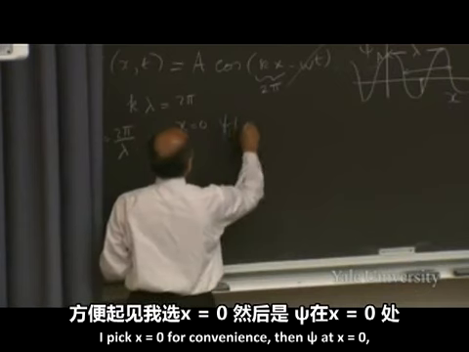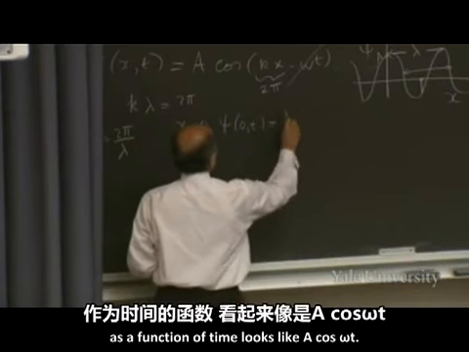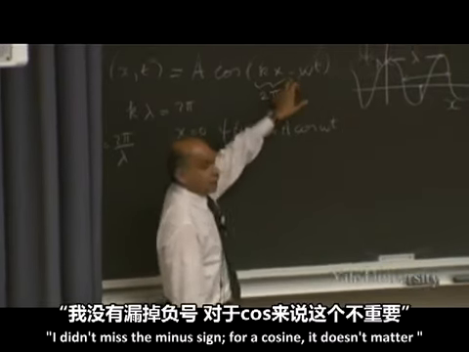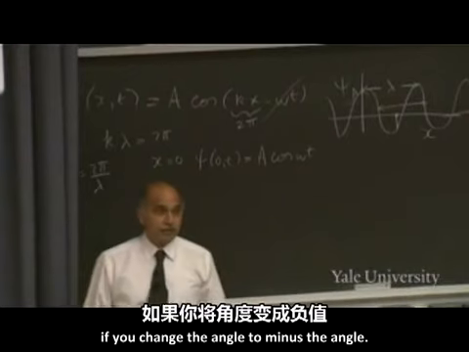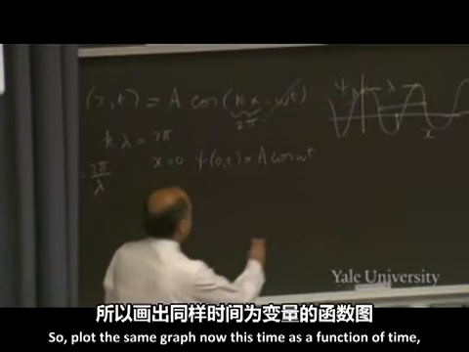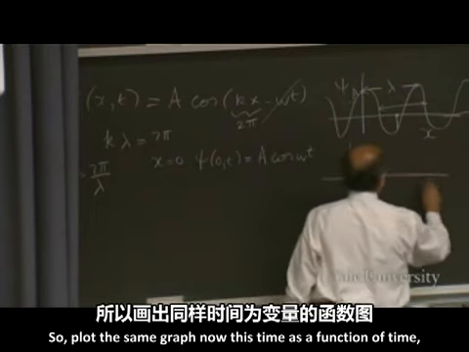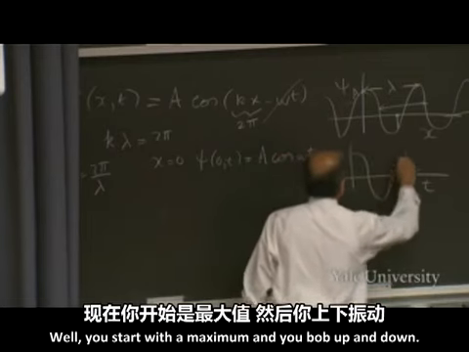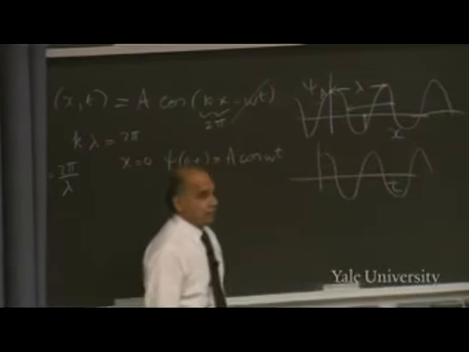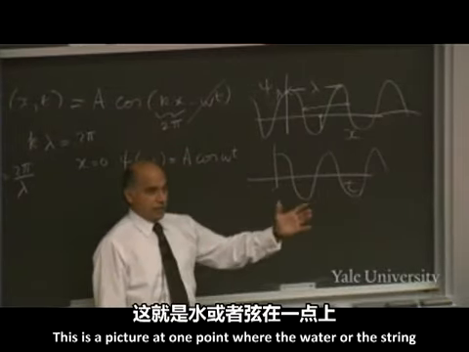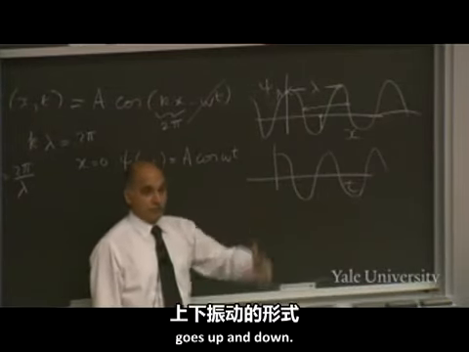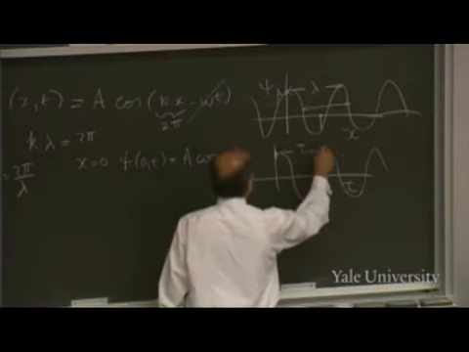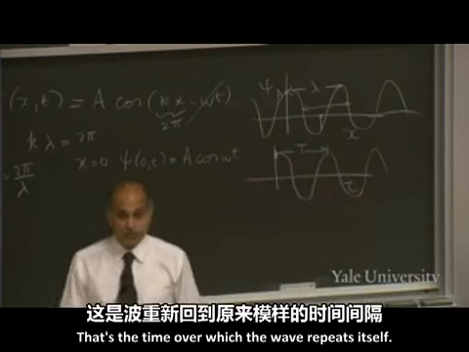Then psi at x equal to 0 as a function of time looks like a cosine omega t. I didn't miss the minus sign. For a cosine, it doesn't matter if you change the angle to minus the angle. So plot the same graph now, this time as a function of time, and ask what happens. Well, you start with the maximum, and you bob up and down. This is a picture at one point where the water or the string goes up and down. So we like to call this, from one maximum to the next maximum, the time period. That's the time over which the wave repeats itself.